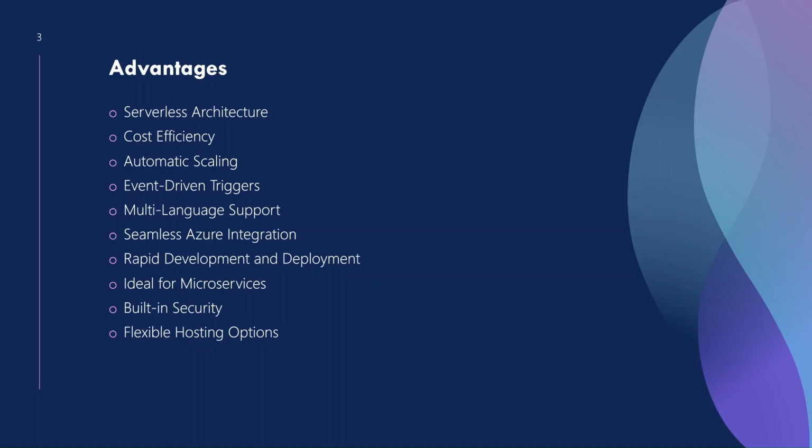You can develop and deploy your functions quickly using tools like Visual Studio, VS Code, or the Azure portal. Plus, you can hook them up with CI/CD pipelines to automate deployments, speeding up your time to market. This is rapid development and deployment. Because they are lightweight and independent, Azure Functions are great building blocks for microservices. This lets you break your app into smaller, manageable pieces that are easier to develop and scale.